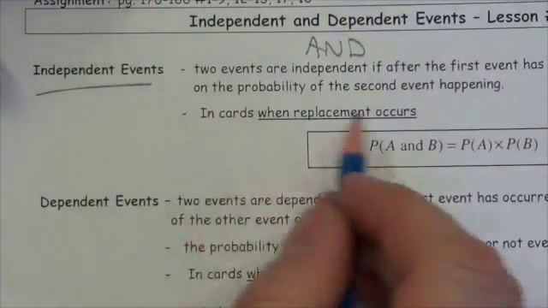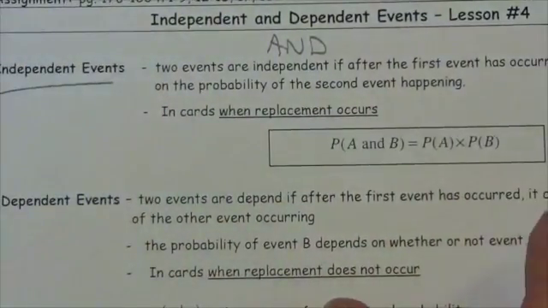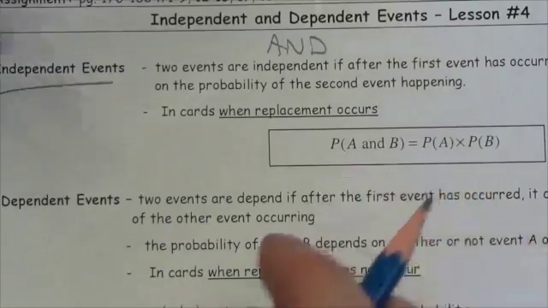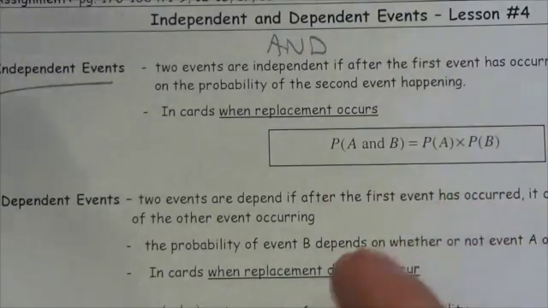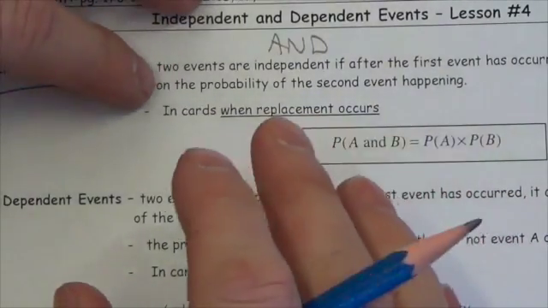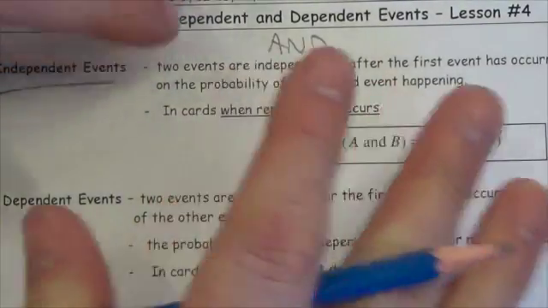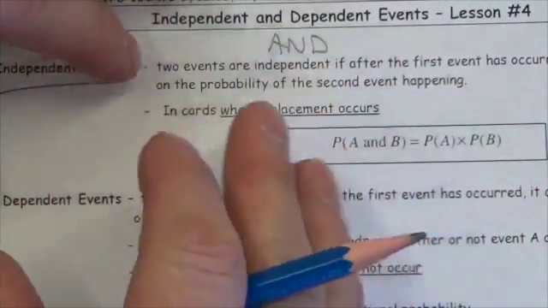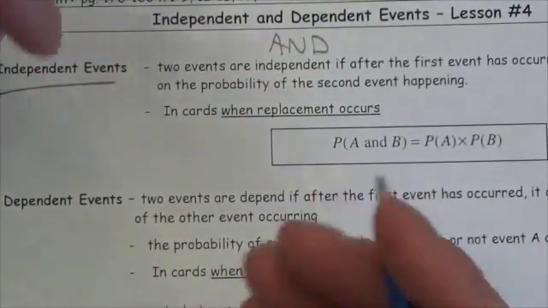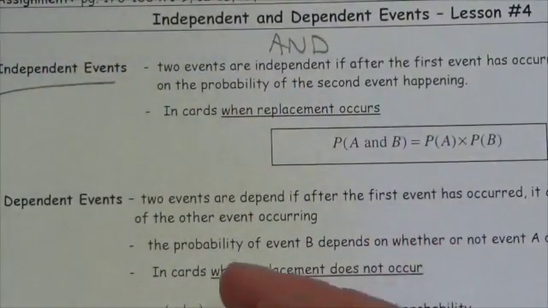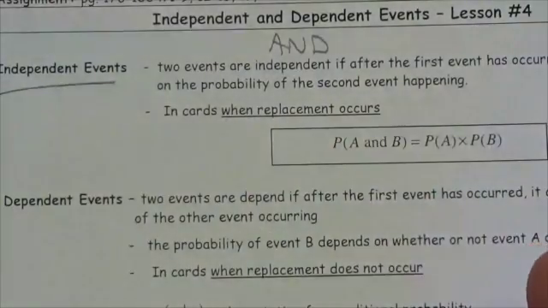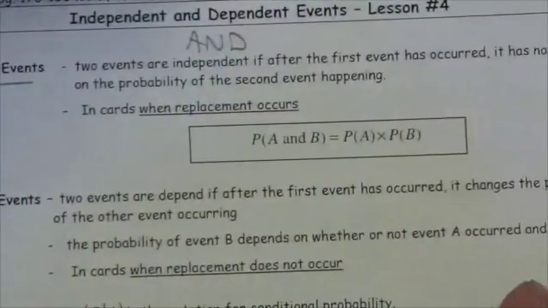For example, if we're talking about cards, if you've got a deck of 52 cards and you say, what's the probability of drawing, let's say, a heart? That's going to be 13 out of 52. If you plug that card back into the deck and shuffle it up, for the next card, the probability of getting a heart is again 13 out of 52 because the first event didn't change anything. It went right back to where it was.